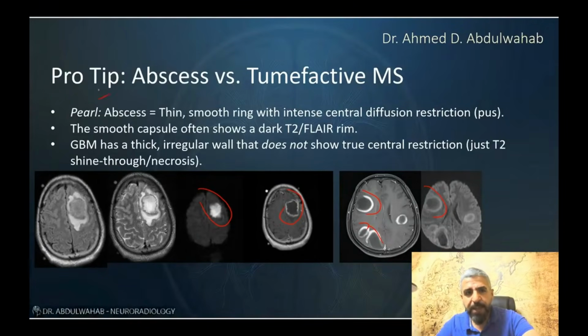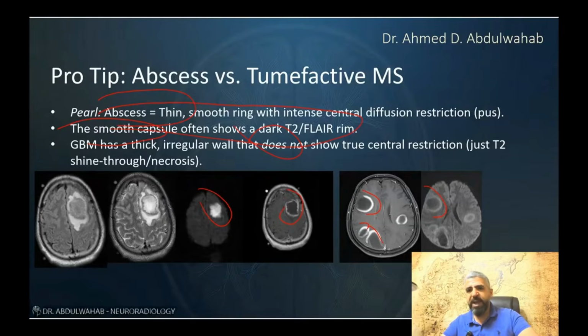So keep in mind, abscess shows a thin, smooth ring with intense central diffusion restriction. The smooth capsule often appears dark on T2 and FLAIR, while GBM shows a thick, irregular wall that does not show true central restriction, just T2 shine-through and necrosis.